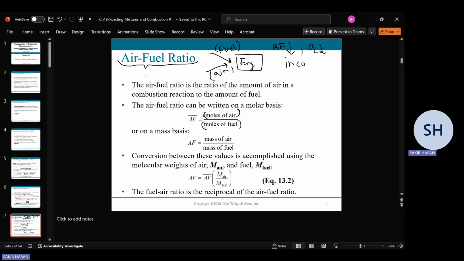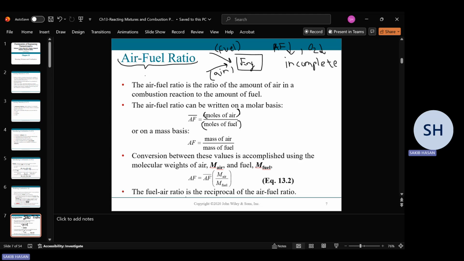And as we've stated before, an incomplete combustion means less energy, so a smaller enthalpy change overall. And it's going to mean you're getting less work out. And so the efficiency decreases. So this is an important value to think about because it tells you the amount of oxygen that I'm pulling in relative to the amount of fuel that's in that reacting mixture.